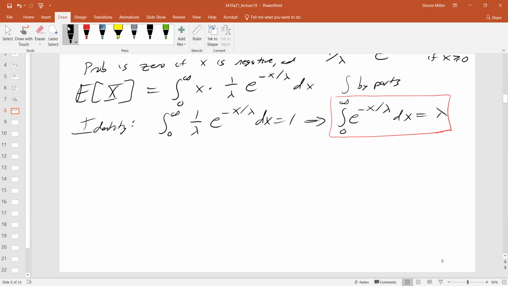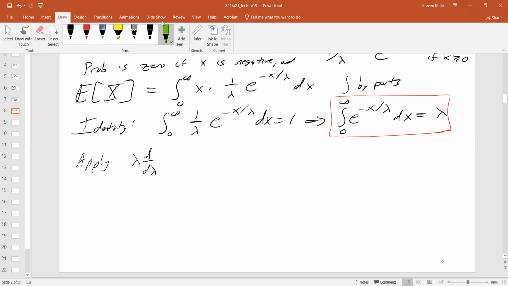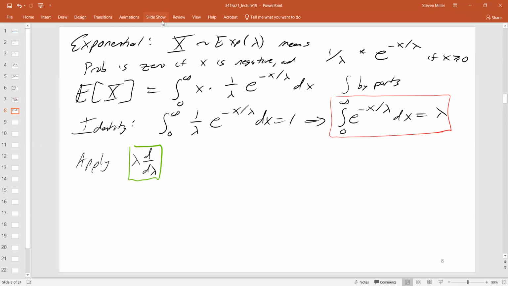What operator? So one is d by d lambda, but I might want to do a little bit of a twist to it. Yeah, lambda d by d lambda. And we've done this before. And when we put this extra lambda, it keeps the powers nice.